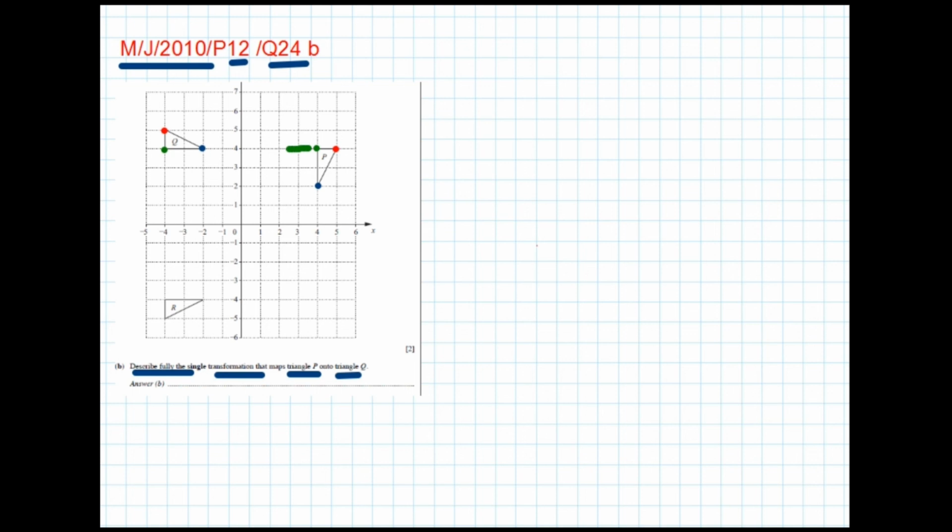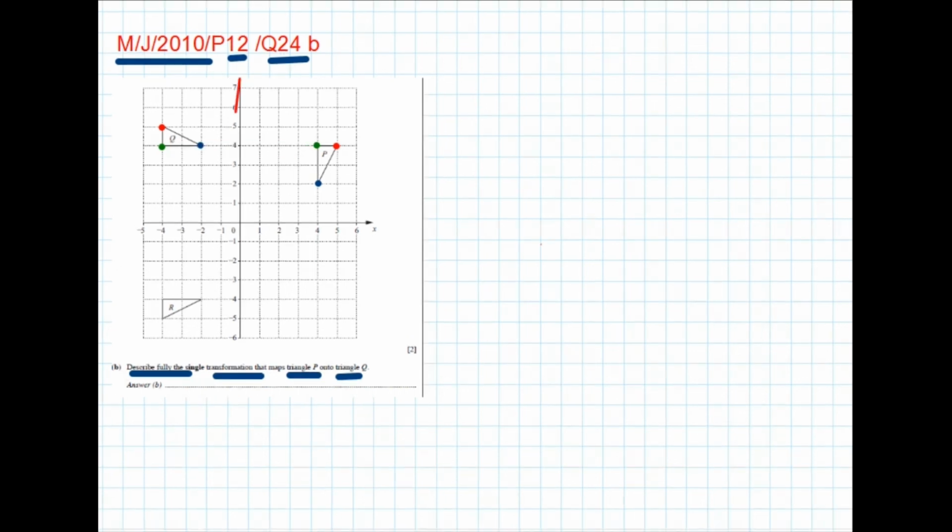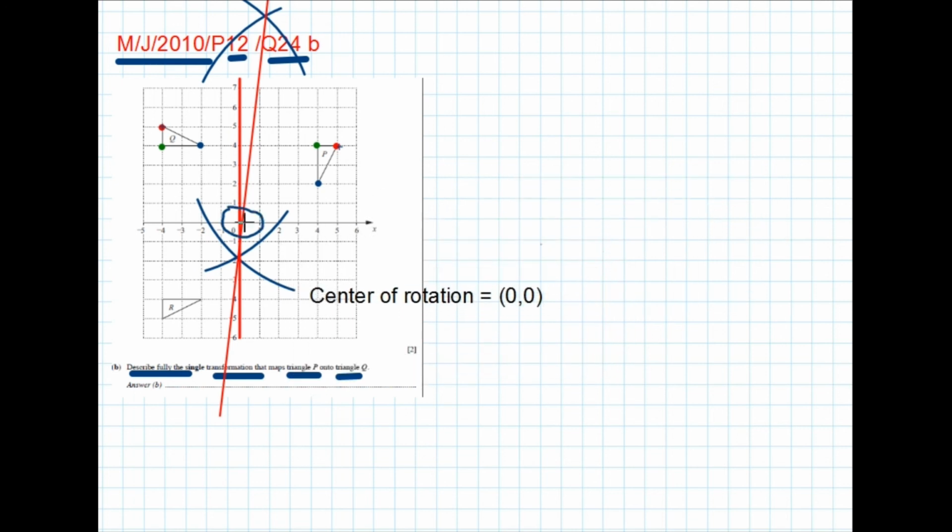The distance between green vertices is 8 blocks, so the perpendicular bisector is drawn easily as shown by a red line. With the help of a compass, we draw the perpendicular bisector between red vertices as shown. The point of intersection of the two bisectors is found as (0, 0) as shown.